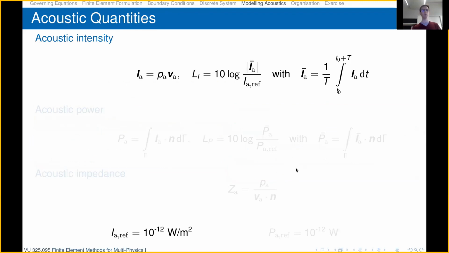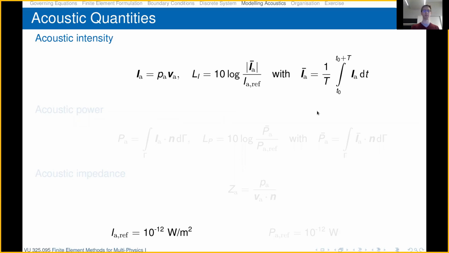We have a few more acoustic quantities we can output. We have the so-called acoustic intensity, which is defined as acoustic pressure times particle velocity. We can use, again, the decibel scale on the intensity, and what usually is done here to get this scale is, again, we average over some time period capital T in order to get an average value of the typical dynamically varying intensity value.